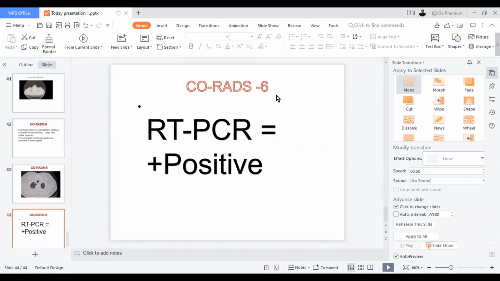Now you can see Co-Rads 6. It has nothing to do with the CT scan, and RT-PCR is a diagnostic investigation. So if it comes positive, then we will directly give it as Co-Rads 6, irrespective of whatever the changes are in the CT. So that was enough for today, and I hope that this will be helpful for you in the future. Thanks a lot.